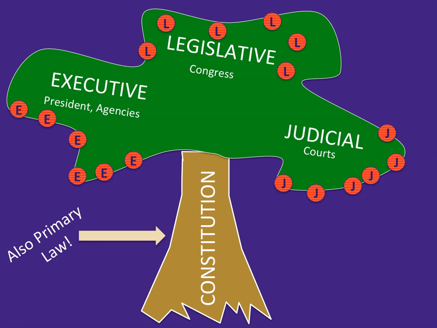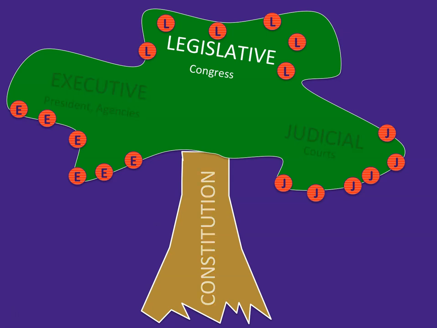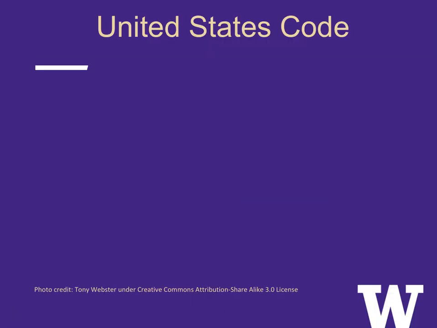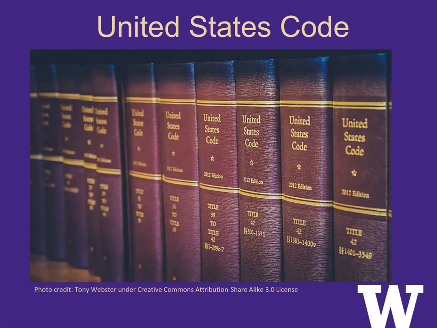You might even say that it is the primary law, as it is the supreme law of the land and authorizes the three branches to create law of their own. We're going to start with the legislative branch, which creates law by passing what are known as statutes. At the federal level, these statutes are codified in the U.S. Code, which is an ever-changing snapshot of the set of laws as they exist at any given period of time.